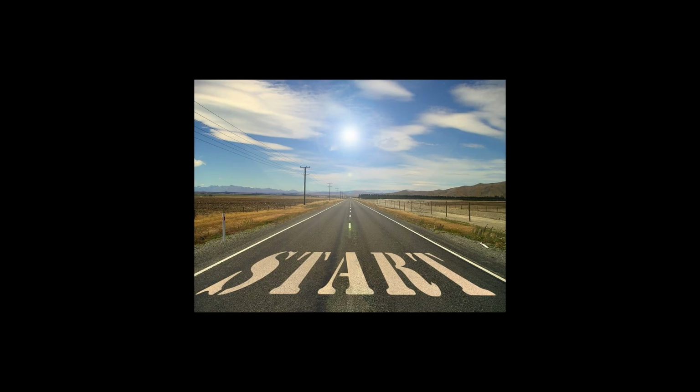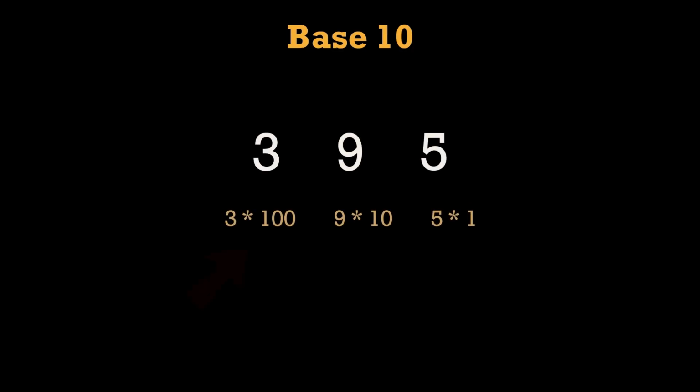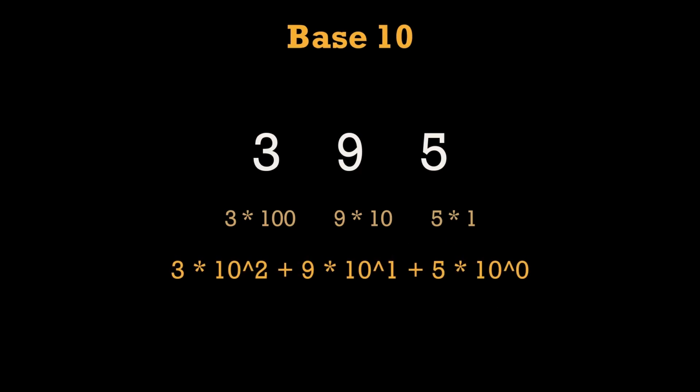Let's start with how computers even handle numbers. You already know base 10. It's the number system you've used your whole life. When you write the number 395, what you really mean is 3 times 100 plus 9 times 10 plus 5 times 1. You could also simplify the second terms like so. In base 10, each digit position represents a power of 10 and digits go from 0 to 9.